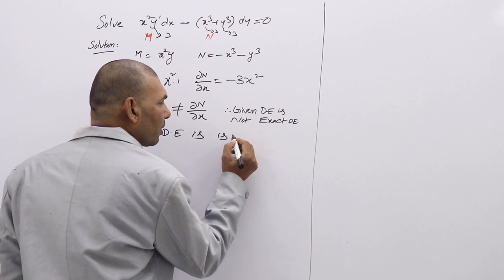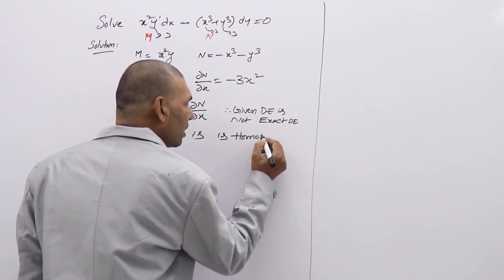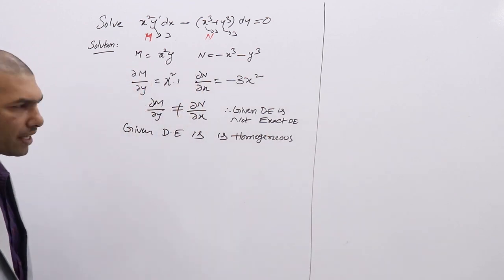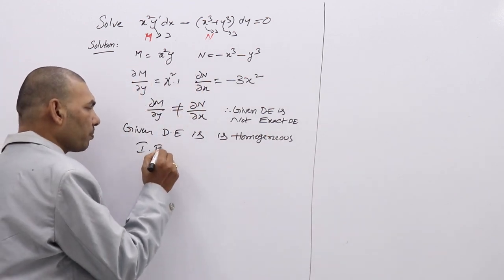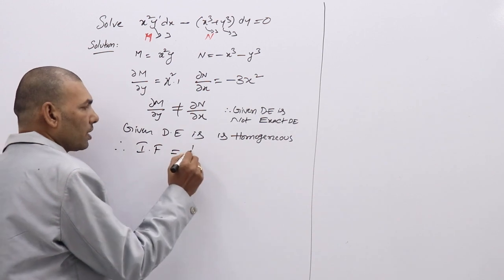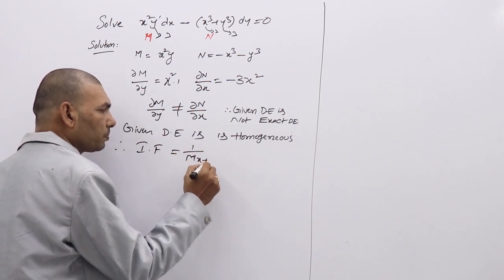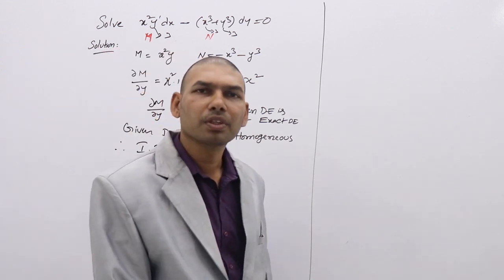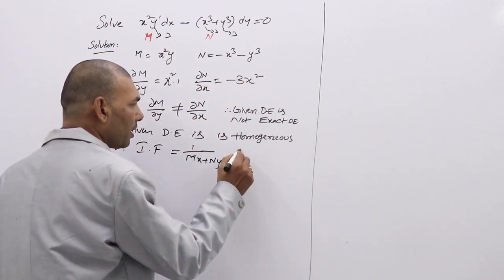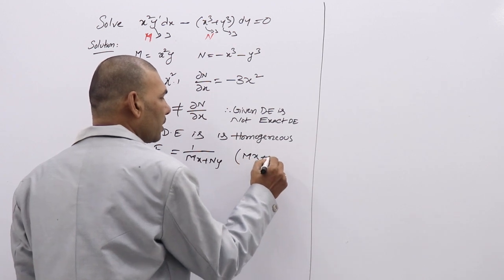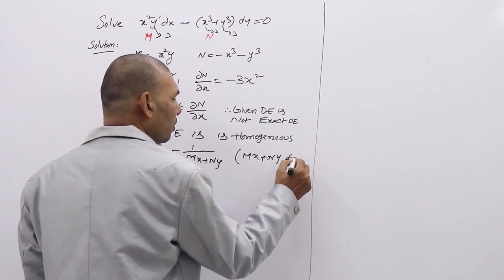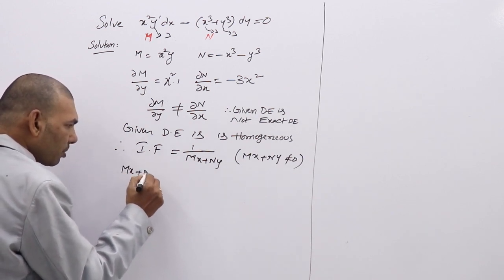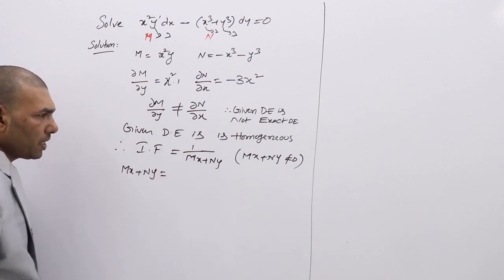When the given DE is homogeneous and non-exact, then the suitable integrating factor is 1 by Mx plus My. This is the suitable integrating factor. So first find out Mx plus My, which should not be equal to 0. So find out what is Mx plus My. Are you getting what I am saying?